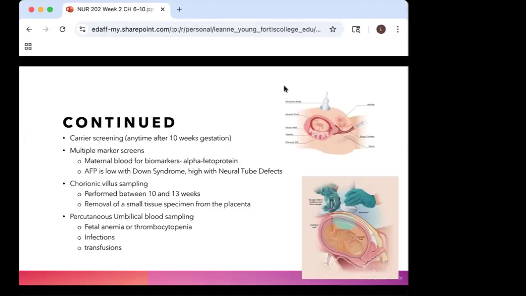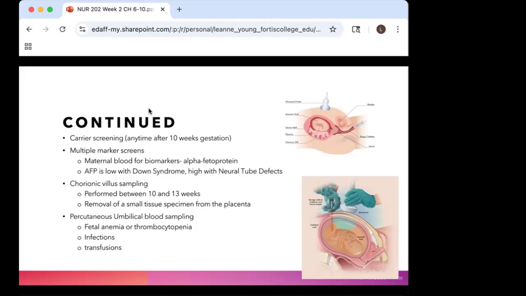Multiple marker screens are specific screens that they're looking for to tell us if there's a high chance of the infant having something abnormal. So maternal blood is what we're testing. Alpha fetoprotein is the one I want you to remember, because if it is low, that baby has a high chance of having Down syndrome. If the AFP is high, the baby has an increased chance of having a neural tube defect.